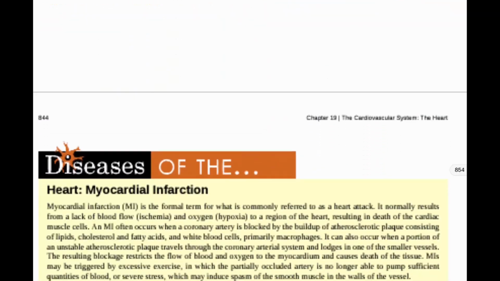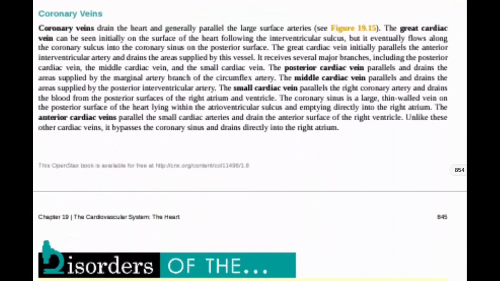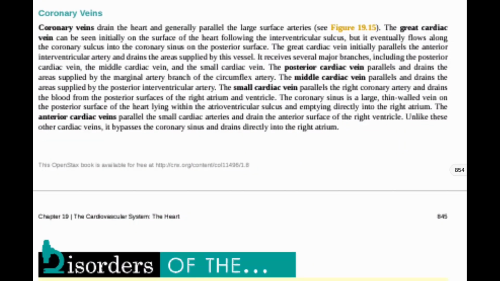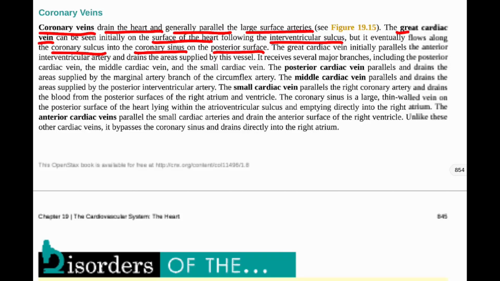All right, so once it gets focused here, we have the posterior cardiac vein. We talked about that. The posterior cardiac vein parallels and drains the area supplied by the marginal artery branch of the circumflex artery. Okay, so we have the circumflex artery that came around, and remember, branches off that circumflex artery are called marginal arteries. So our posterior cardiac vein is going to drain those areas.